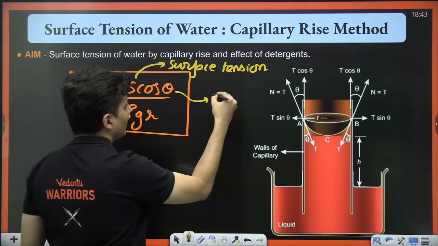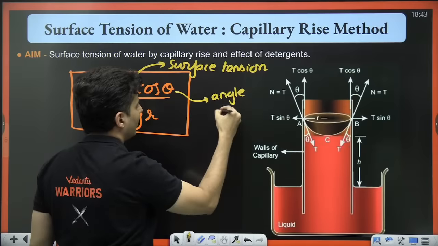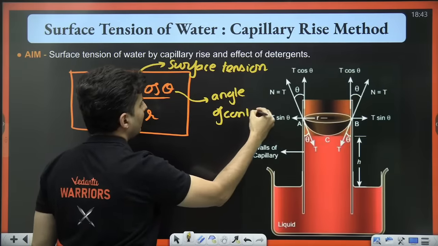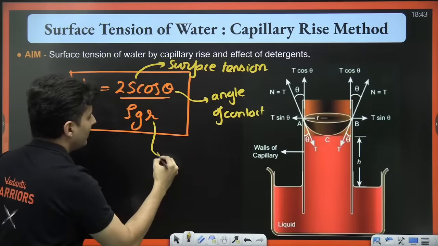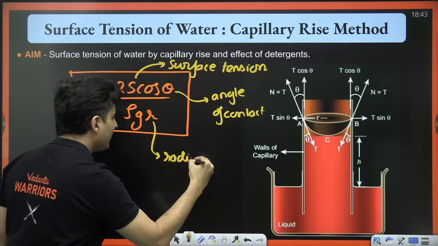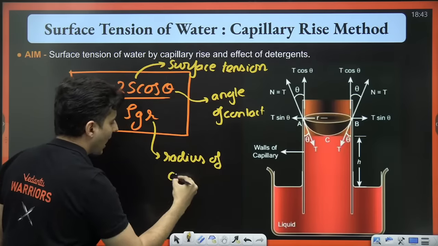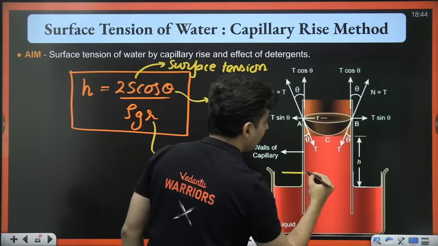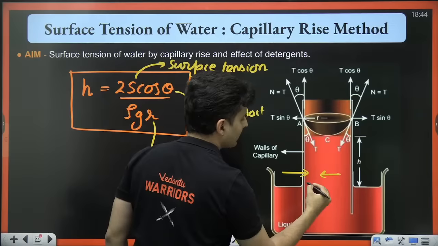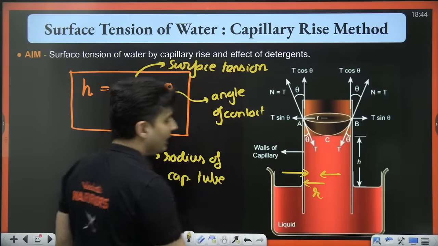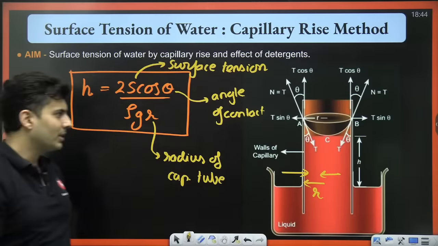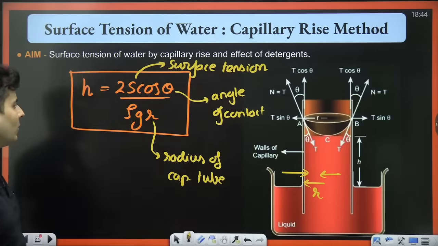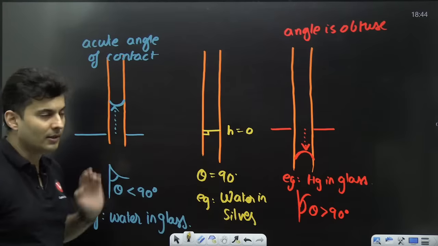Theta is the angle of contact. What is r? It is the radius of the capillary tube. This radius which is there, that is the radius of the capillary tube. Is that okay? g is gravity, rho is density, h is the height by which it goes up or falls down.